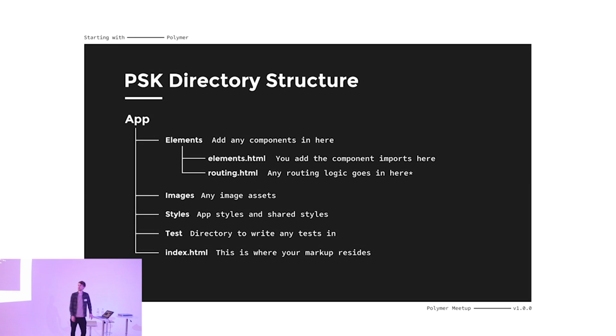Just a brief thing on the starter kit directory structure, because it's the Polymer directory structure really. You have this folder called app, and inside app there's an elements folder where you would have all of your components. They would sit inside of elements, and any of the elements that get called from the index, which is the root, the thing that actually gets served up, need to be referenced in elements.html.